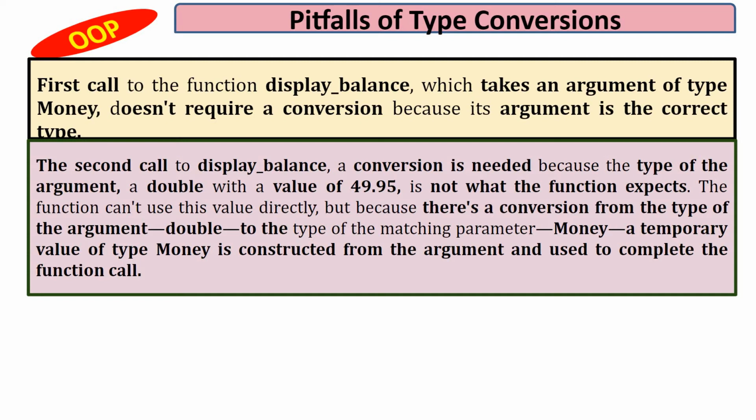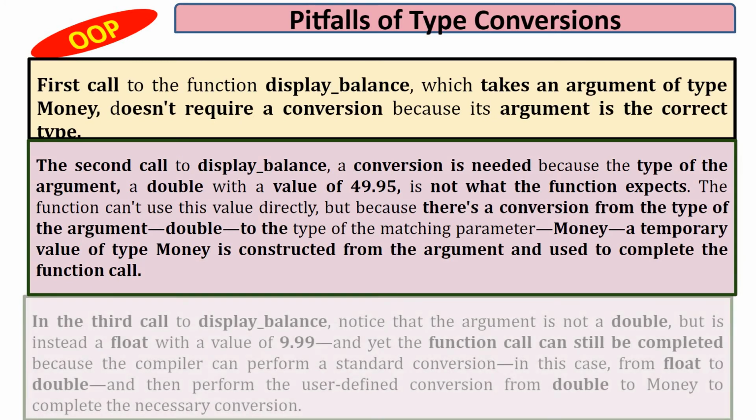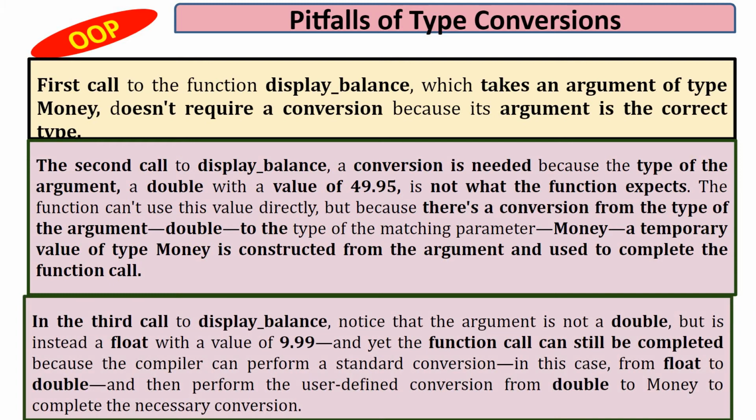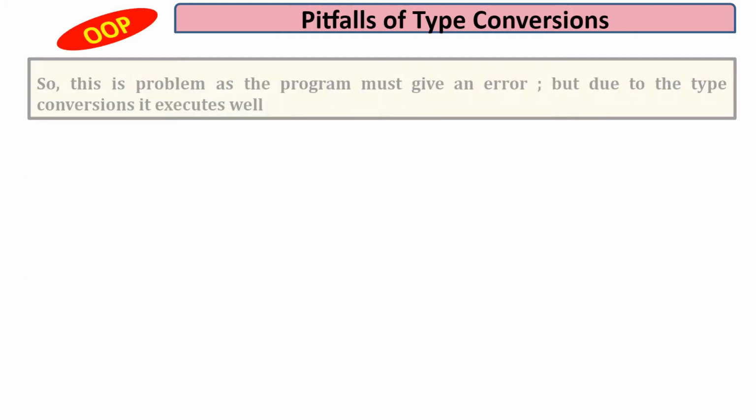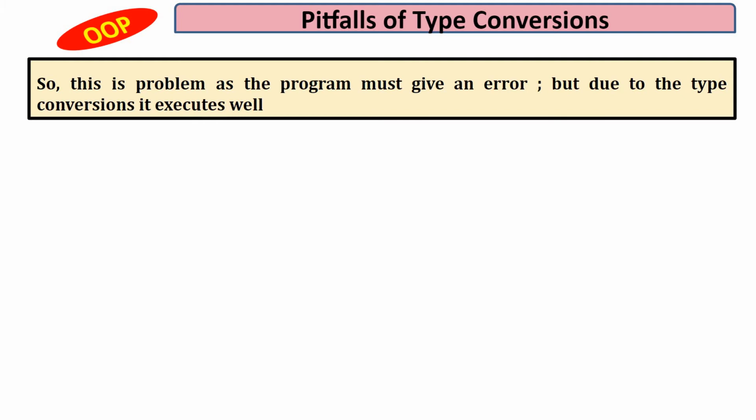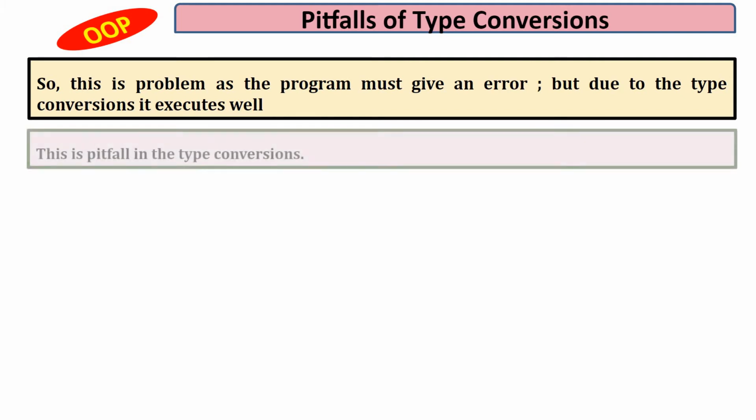But there is a conversion from the type of argument, double, to the type of the matching parameter, that is Money, creating a temporary value of type Money, as we can see. The third call to display balance has an argument of type float with value 9.99, and yet the function call can still be completed because the compiler performs a standard conversion from float to double, and again from double to Money to complete the conversion. So this is the pitfall in the above program. This program must give an error, but due to the type conversion it executes well.